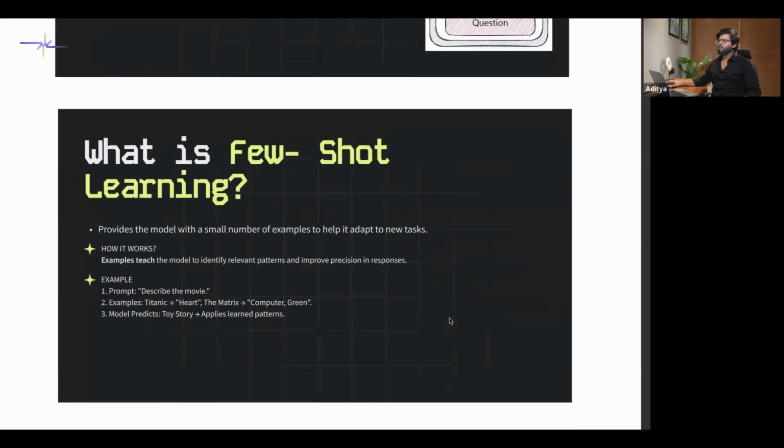Before I jump towards few shot learning, I want to know how many of you have heard about few shot learning? Just raise your hand. Few shot learning. Govind has, okay.